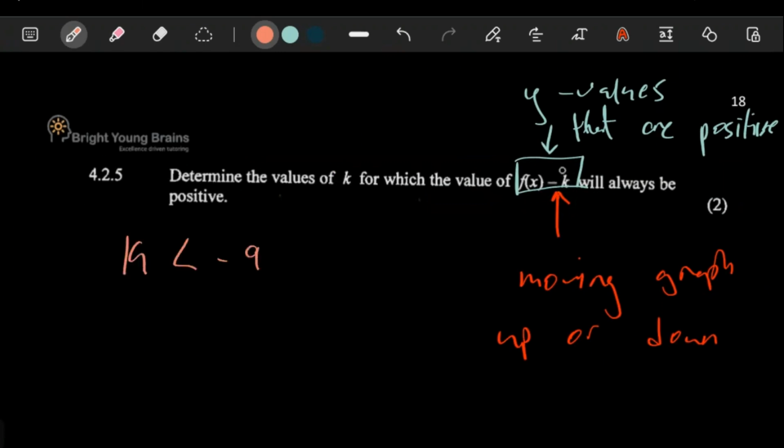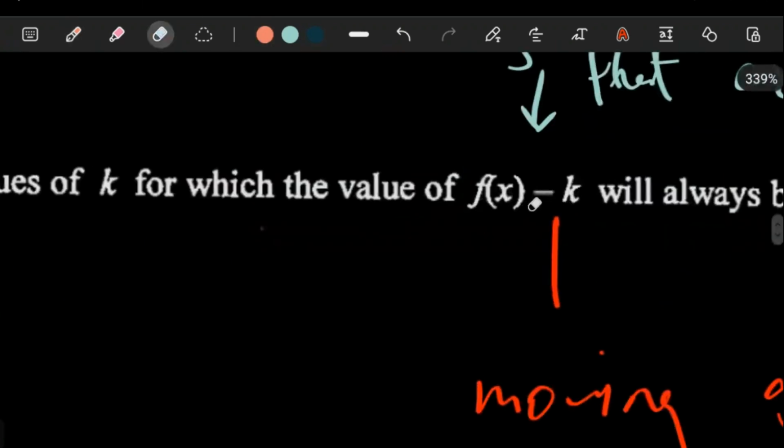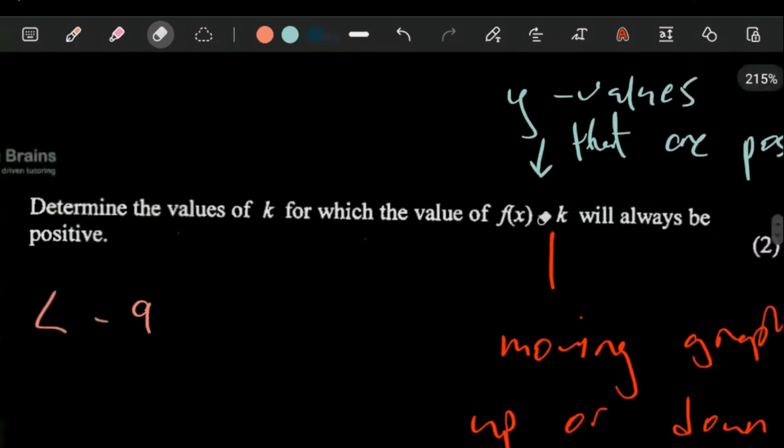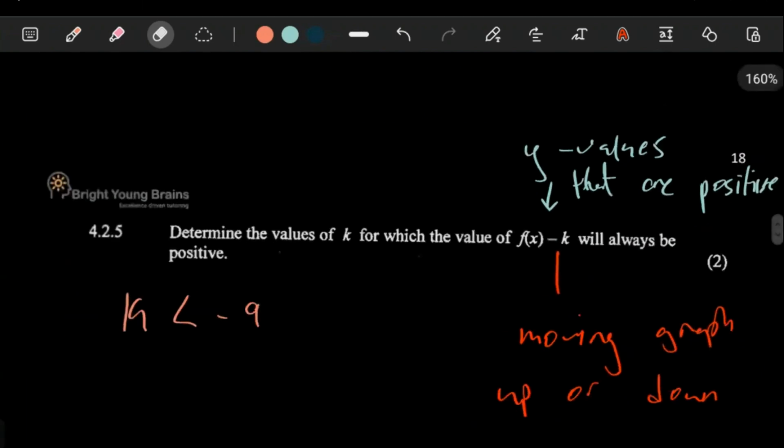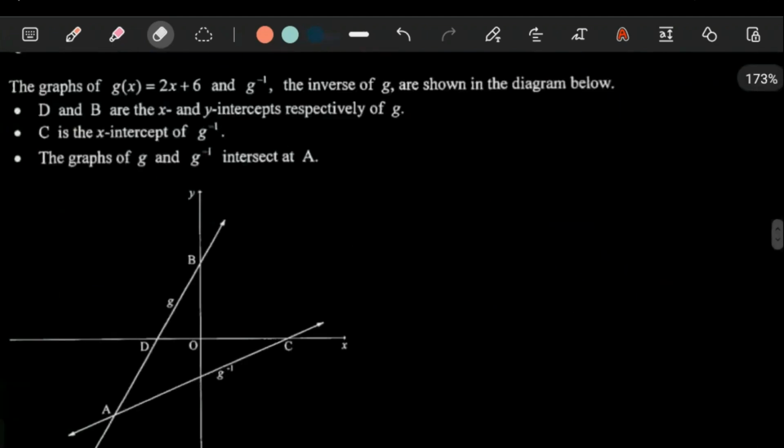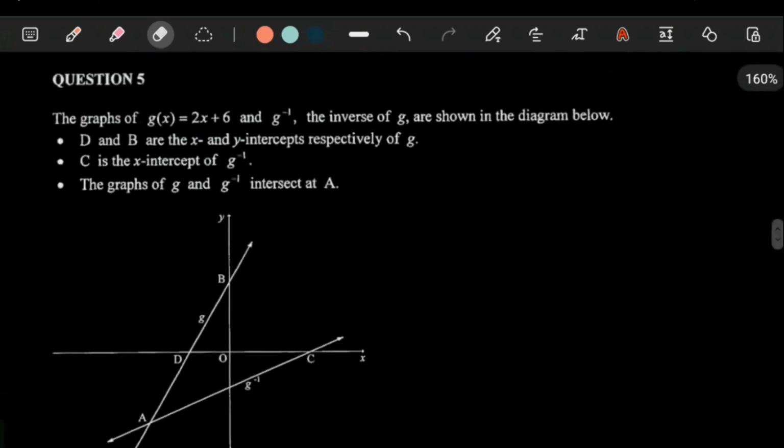The reason why k needs to be smaller than -9 is because here we have a negative. A negative multiplied by a negative will give us a plus, meaning the graph will be moving upwards. So for it to move upwards, the k value has to be a negative value, because a negative multiplied by the negative here will give us a positive number, which is how this graph is going to be moving upwards. Moving on from here, you can also see why this was just a 2-mark question. It was mainly because of all this. So all things considered, let's move on.